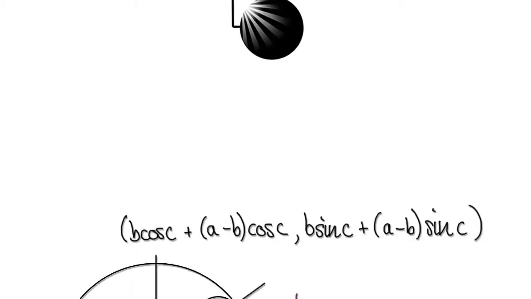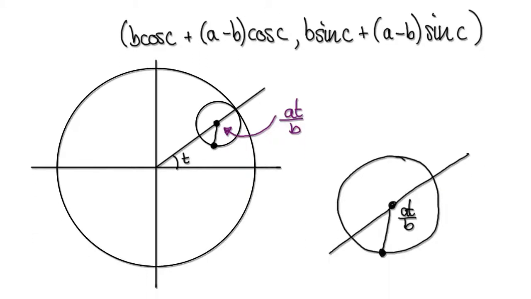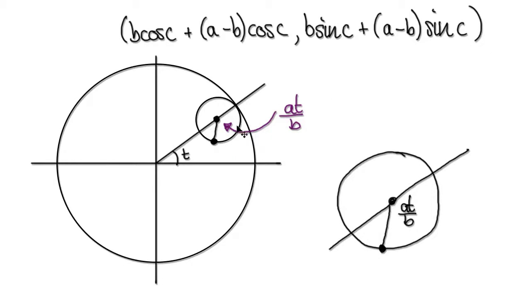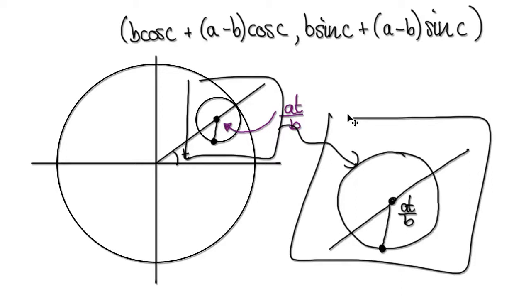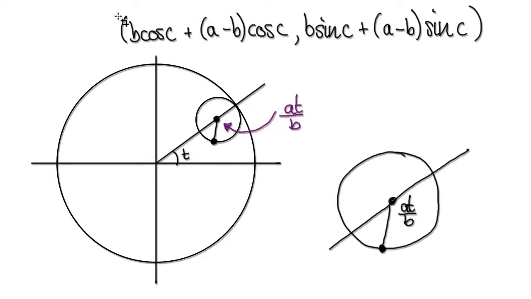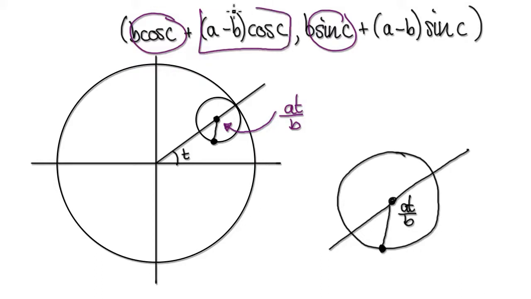Following on from the previous video, we got to this stage here where we managed to work out the angle to be AT over B. I've just enlarged this. So we are currently here. We've got our circle. We moved it across by this much, and then we moved it up by this amount.